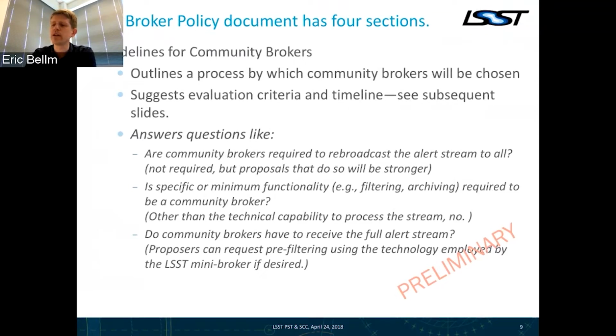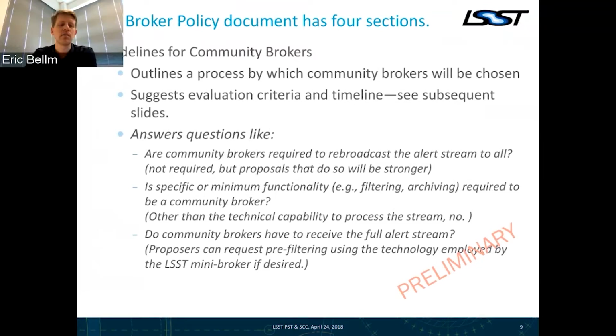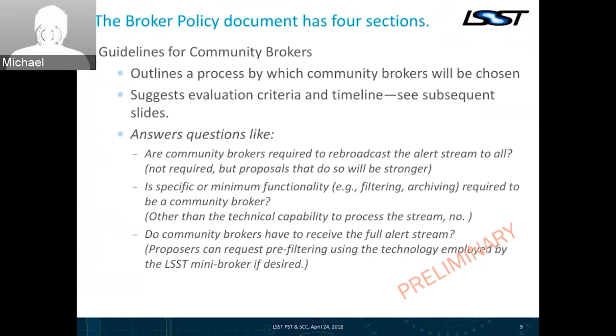Again, to remind you, because of the scale of the alert stream, we expect to be limited by bandwidth out of the data center to a finite number of full streams to community brokers. Historically, I think that the provision has been for about 4. That number is somewhat uncertain. I don't think it will go down, but it could go up a little bit, but we don't yet know an exact number, and won't for some time.